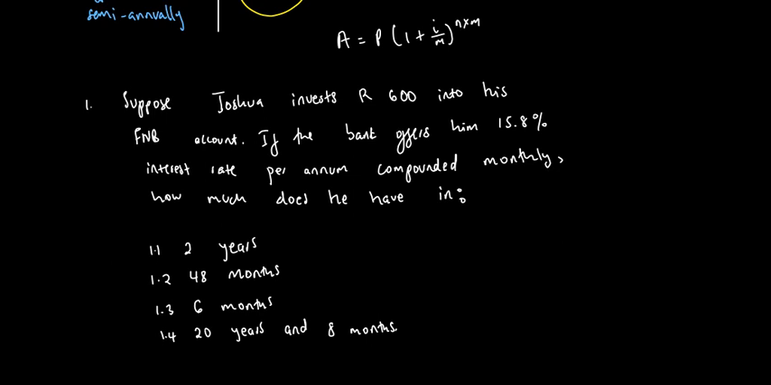Right. So this is a question. Let me read it because I know my handwriting is something else. Suppose Joshua invests 600 rands into his FNB account. If the bank offers him 15.8% interest rate per annum compounded monthly, how much does he have in 2 years, 48 months, 6 months, and 20 years and 8 months?